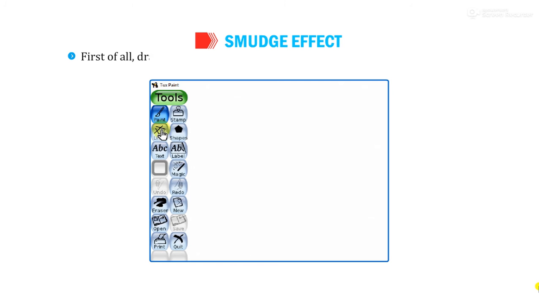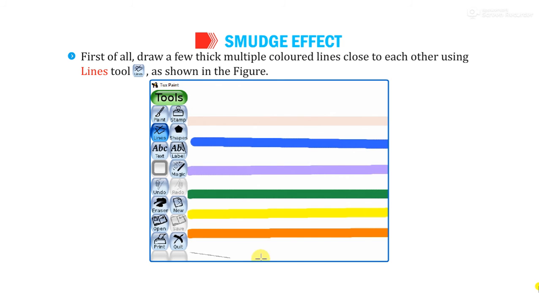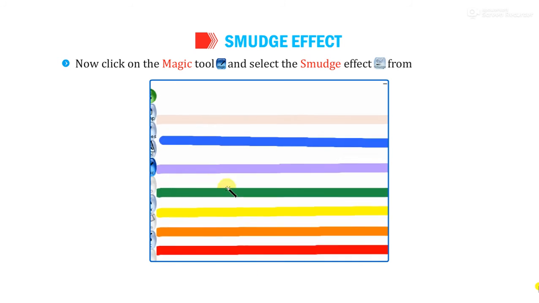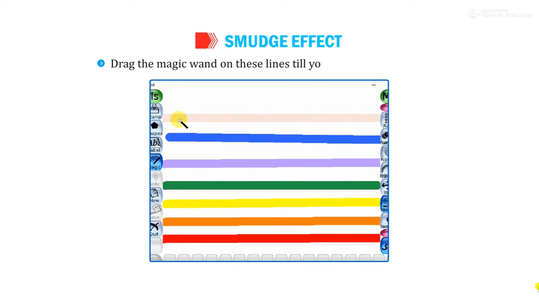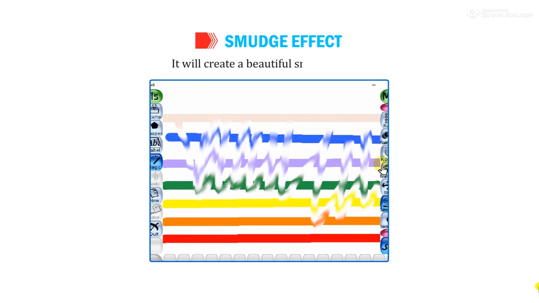First of all, draw a few thick multiple colored lines close to each other using Lines tool as shown in the figure. Now click on the Magic tool and select the smudge effect from the selector. Drag the magic wand on these lines till you get the desired result. It will create a beautiful smudge effect.